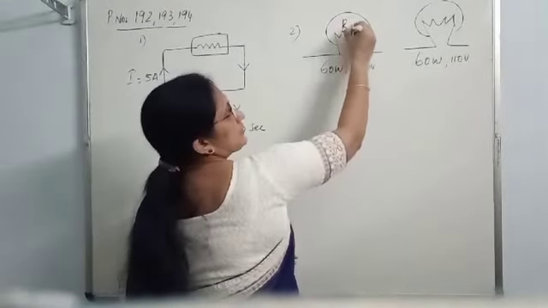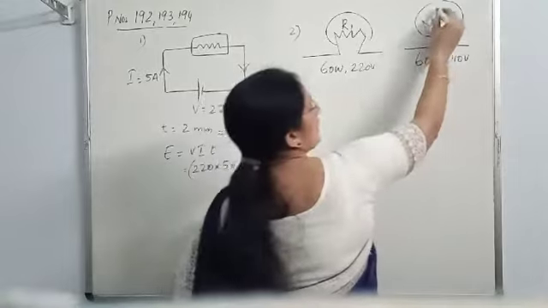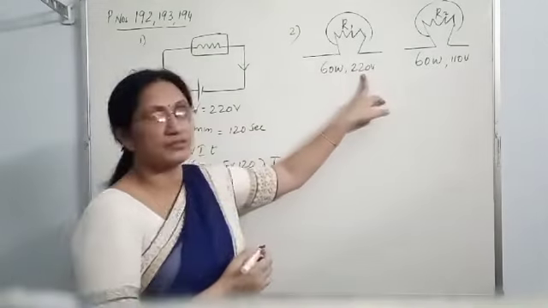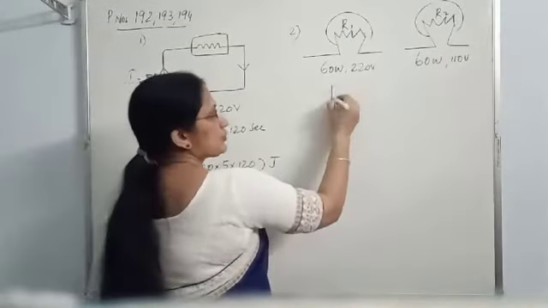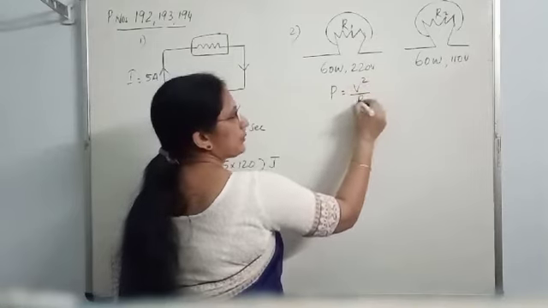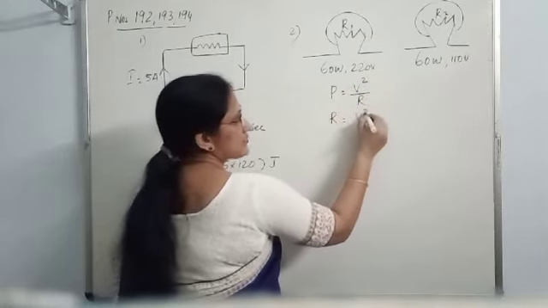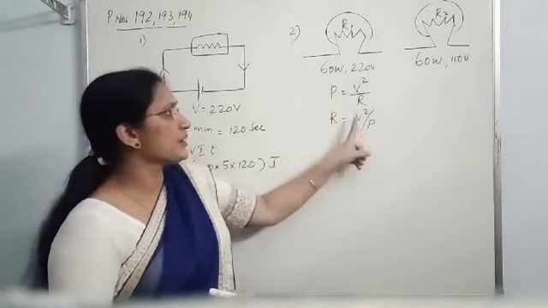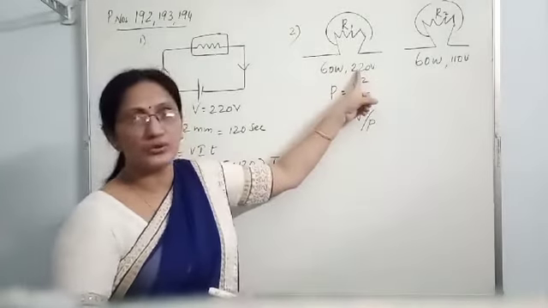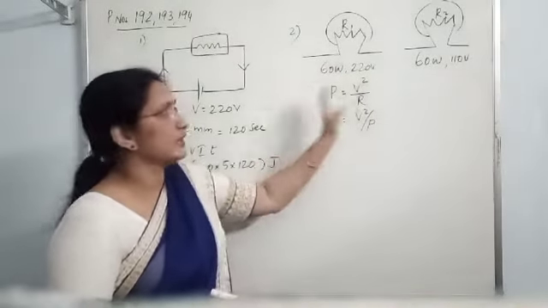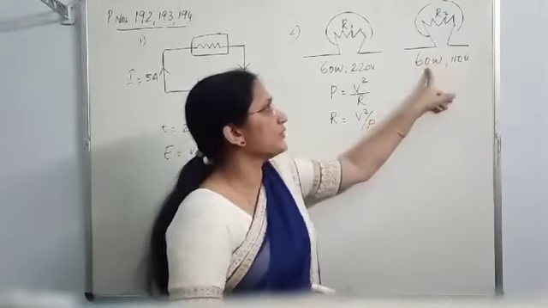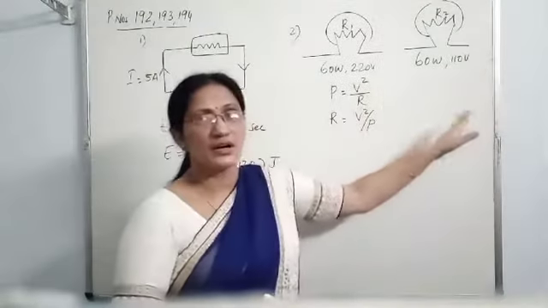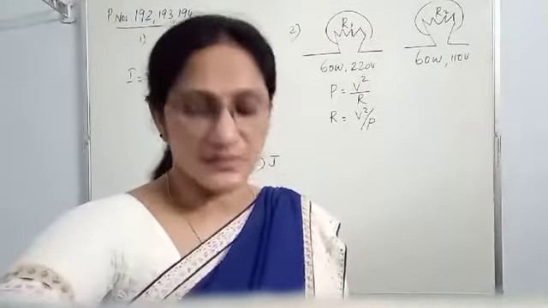Let the resistance of the first bulb be R1 and here R2. You have to find out the R1 to R2 ratio. P and V are given, the power and voltage rating. So by using the formula P is equal to V square by R, R is V square by P. For the first bulb, find the resistance of the filament using V as 220 and P as 60. Do the same here: P value is 60, V value is 110. So you will get the resistance of both the bulbs and get their ratio. That is the second question.